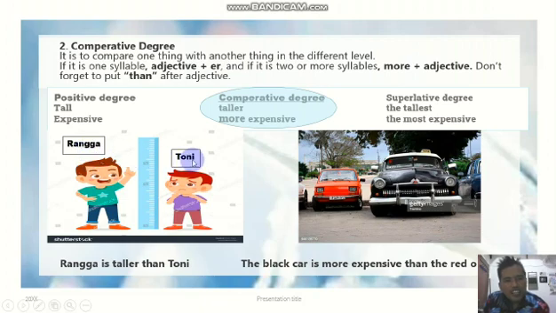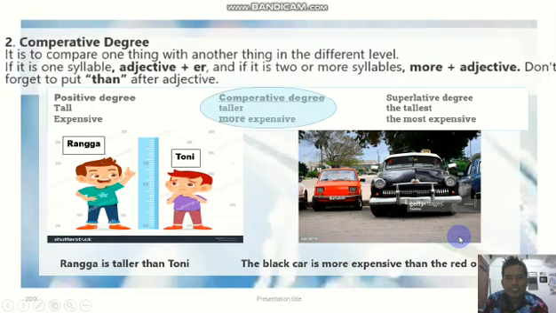Okay, let's look at the first example that I have here. It's between Ranga and Tony. Who do you think is taller between the two boys here? Yes, Ranga is taller than Tony. And what about the two cars over here? Do you think the red one is more expensive? I don't think so. The black one is more expensive than the red one. Okay, this is the way we say that in a sentence. The black car is more expensive than the red one. Okay, students?